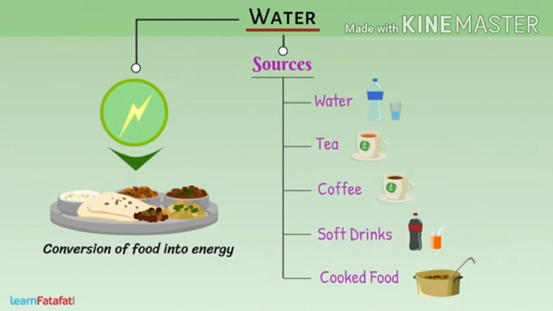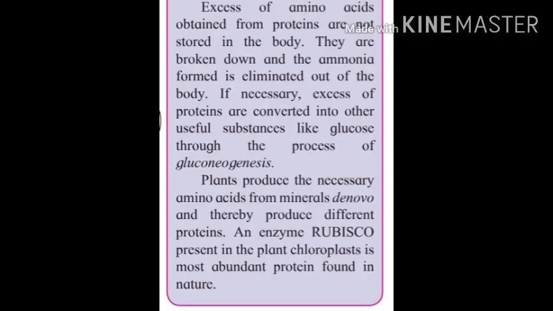Children, note down further points which you see on the screen. Excess amino acids obtained from proteins are not stored in the body. They are broken down and the amino group formed is eliminated out of the body. Excess protein is converted into other useful substances like glucose through the process of gluconeogenesis. Plants produce the necessary amino acids from minerals de novo and thereby produce different proteins.